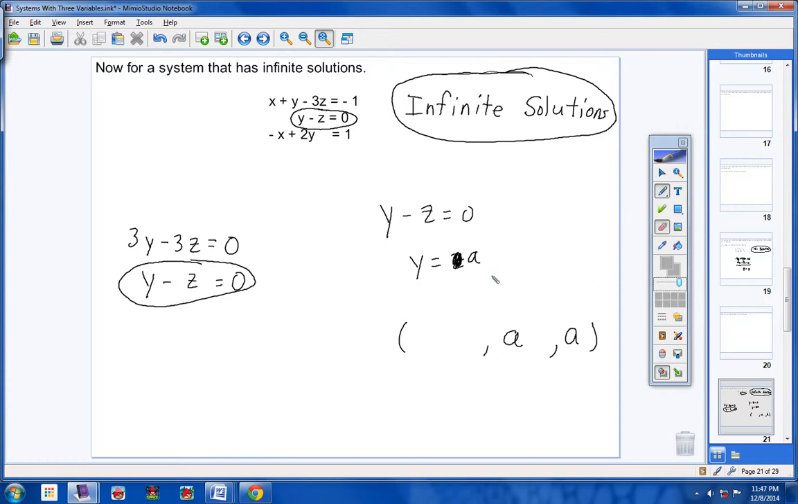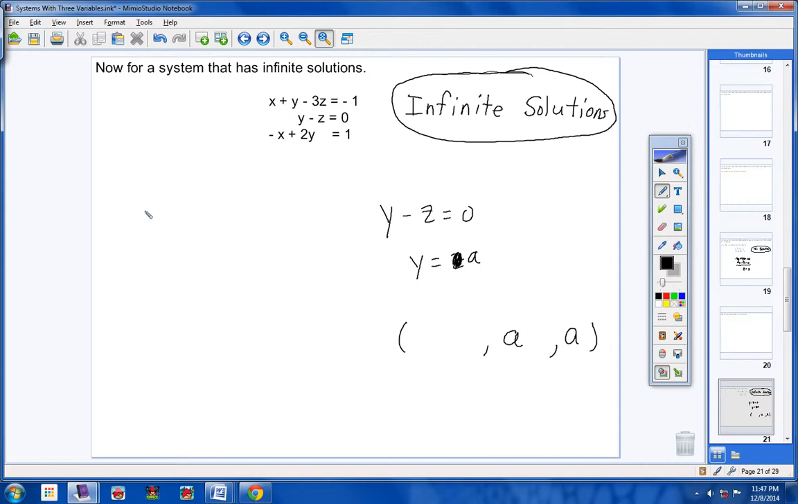It's a. So now all that we have to do to find out what x is, we pick any of these equations. It doesn't matter which one. I'm going to use the top one. And for x, I leave it x. For y, I put what? Well, y is a. So plus a. Minus 3z. Z is a, so put an a. Equals -1. Now combine your like terms, and we have x minus 2a equals -1. Bring your 2a over. x equals -1 plus 2a.